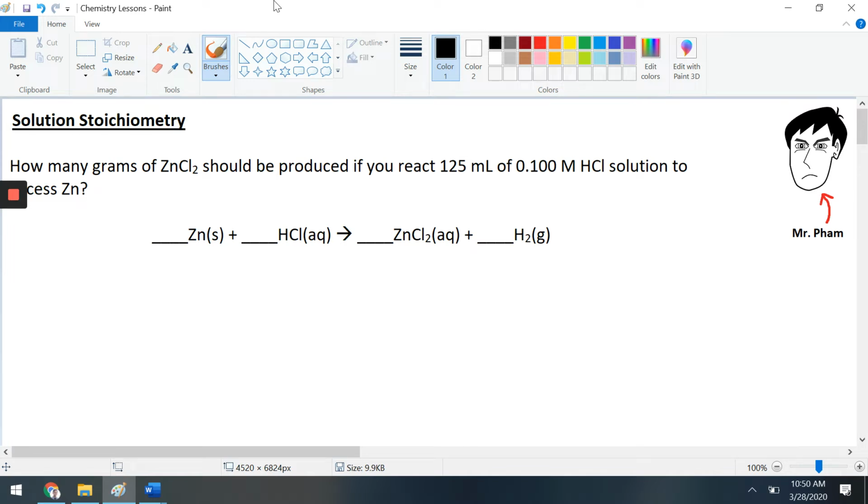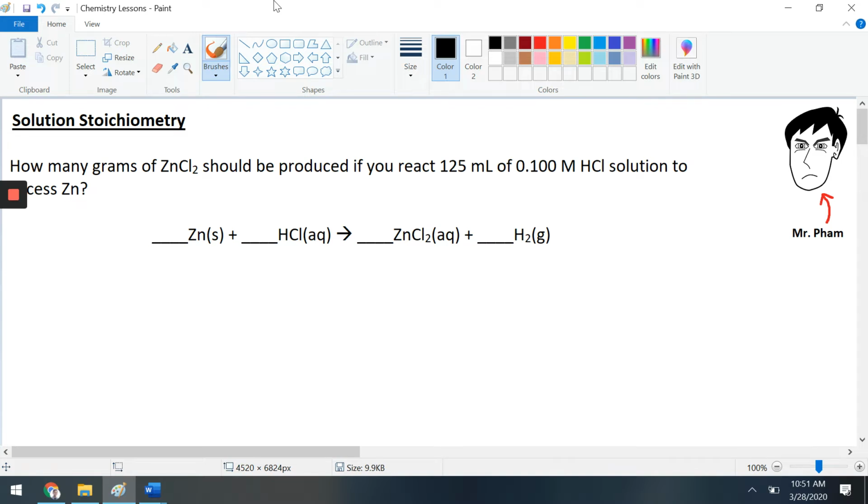So for today, we're going to be learning about solution stoichiometry. Hooray! So I'm going to go over these two problems, and then that should be enough for you to understand this week's lesson, okay? So here's the first problem. How many grams of zinc chloride should be produced if you react 125 mL of a 0.100 molar HCl solution with excess zinc? Okay, since it is a stoichiometry problem, which you know you really enjoy doing, make sure you have an equation in front of you to work with.